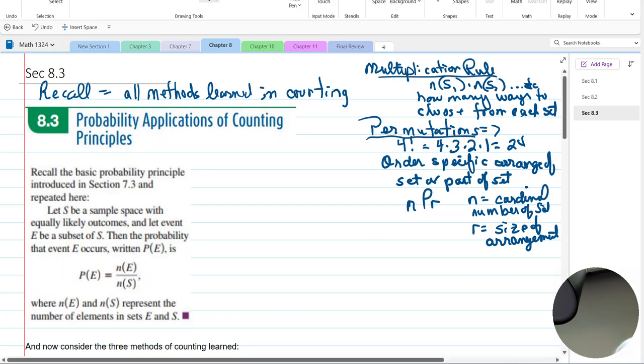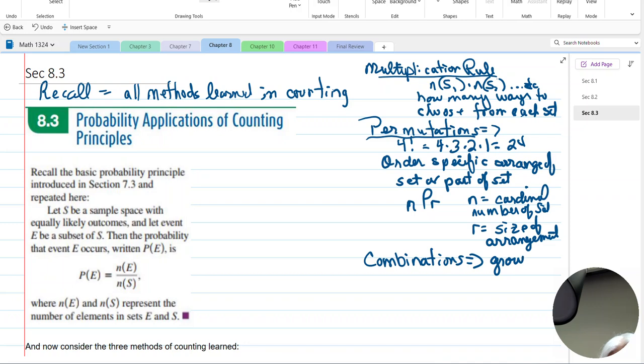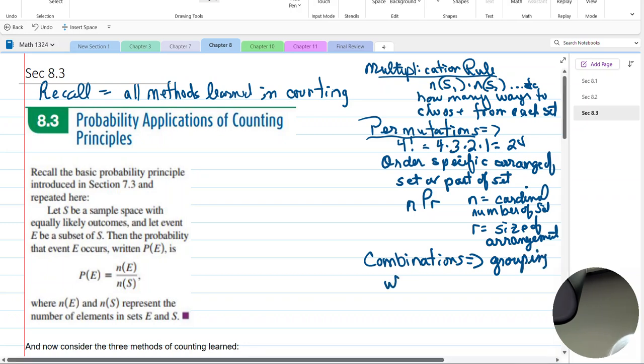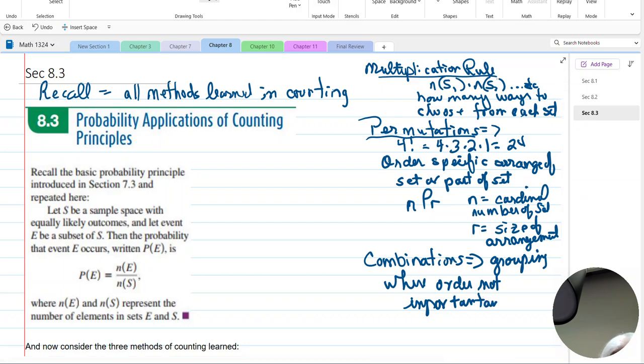Well, then we had combinations. And these were groupings where order is not important. And that one has the same kind of structure. That was nCr, again with n being the cardinal number.